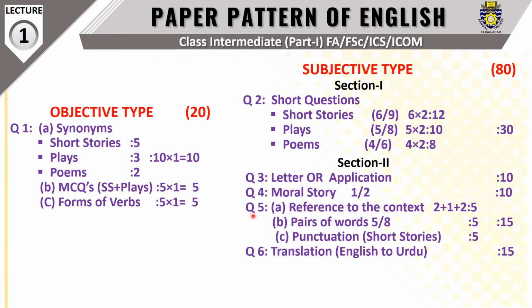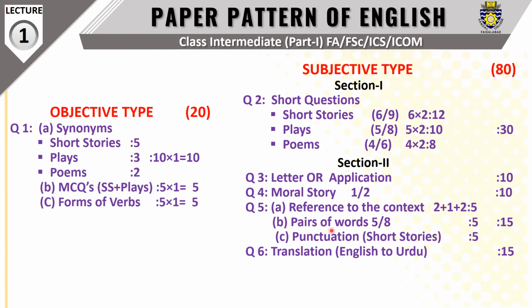Question number 5, that has 3 parts. Part A, reference to the context. Reference to the context is taken from the poems only. 2 marks are given to the reference. 1 is to context and 3 to explanation. So 5 marks are given to part A, that is of reference to the context.